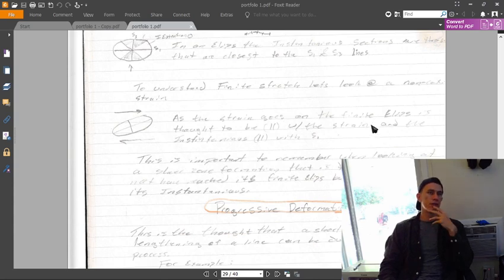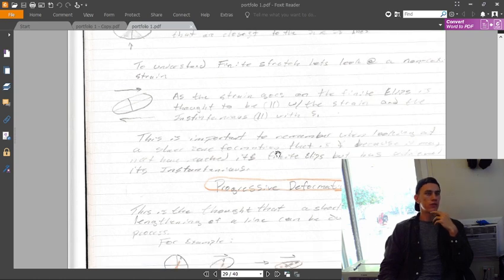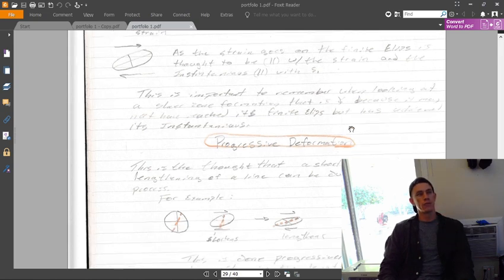To understand finite, you have to look at non-coaxial strain. As the strain goes on, the finite ellipse is thought to be parallel with the strain, and the instantaneous is parallel with S1. So finite is the total, how much it's going to stretch overall. This is important to remember when looking at shear zone formations, because it may not have reached its finite ellipse, but it has reached its instantaneous.